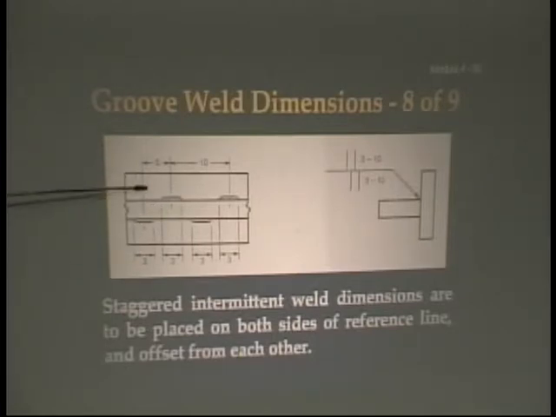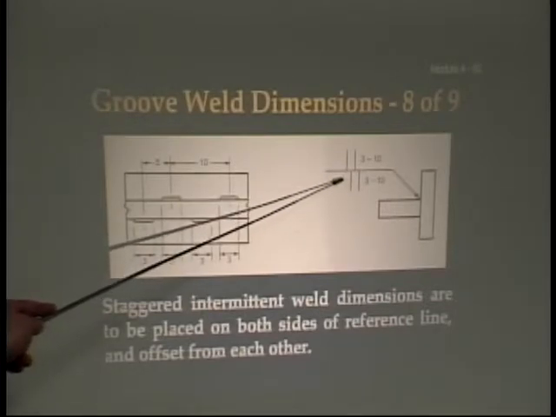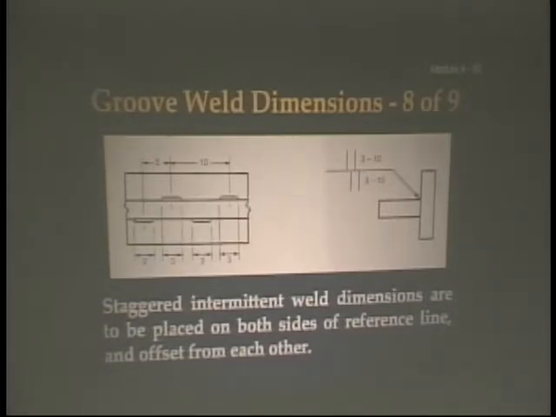5 inches from that center, to 5 inches to that center, to 5 inches to that center, to 5 inches to that center. Staying on one side, though, would be 10 inches to 10 inches, 10 inches to 10 inches, and they're all going to be 3 inches long. So this is your tip-off. If you see them offset in the welding symbol, then you know that they're going to be staggered intermittent welds.